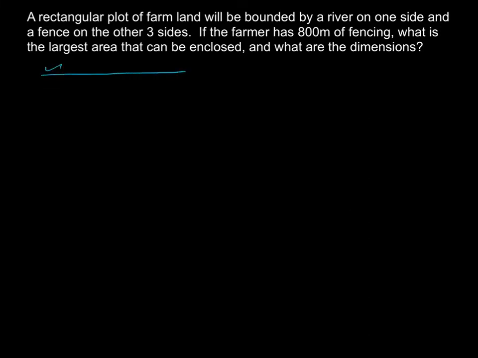So here's my river, and here is the rest of my pen. So a rectangular plot of land. And I want to put fencing around that. I know that I have 800 meters of fencing, and I'm going to distribute that fencing over here. So I want to know what is the maximum area.